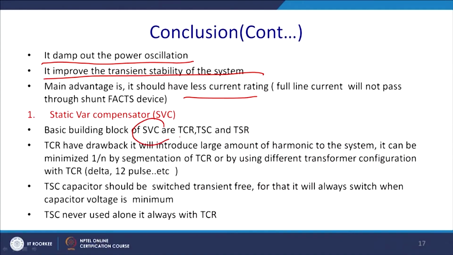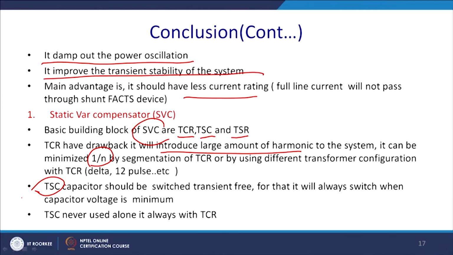The basic building blocks of series VAR compensation are basically the TCR, TCSC and TCR. TCR has the drawback that it will introduce a large amount of harmonics into the system because of the switching, and it can be minimized by 1 by n segmentation of TCR, by using different kinds of transformer configurations like delta transformer with different pulse numbers, like 12 pulse and multiples up to 36 pulse. In that way we can reduce the harmonic content in the system.